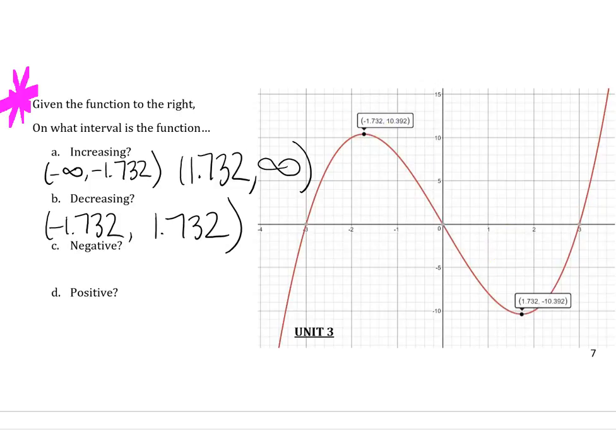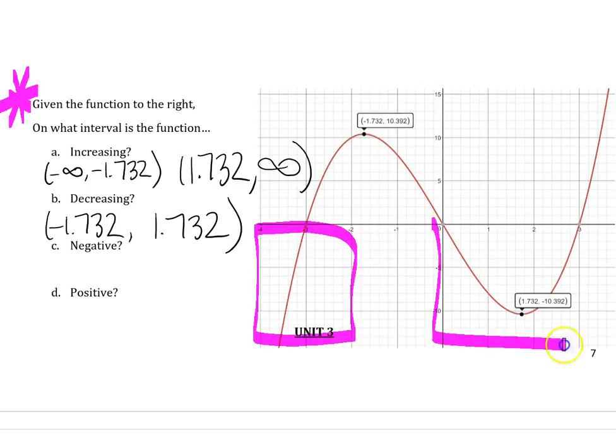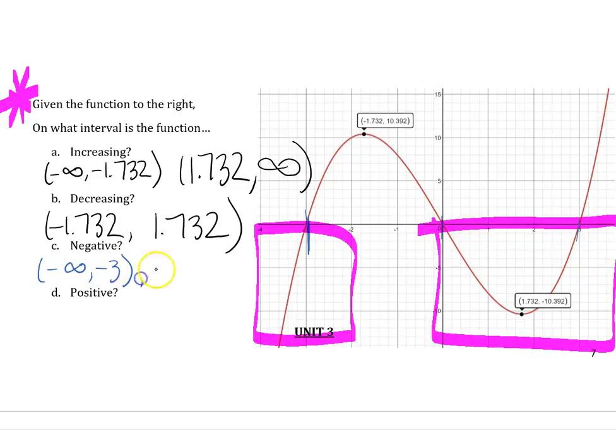When I ask you where the function is negative, I'm asking where it's below the x-axis. So I see 2 places, here and here. Now if I only care about the x's, from -infinity up until -3, the function is below the x-axis. So that's my first interval. Then I go from 0 to 3 again, where I'm below. So that's my second interval. And there you go. Done.